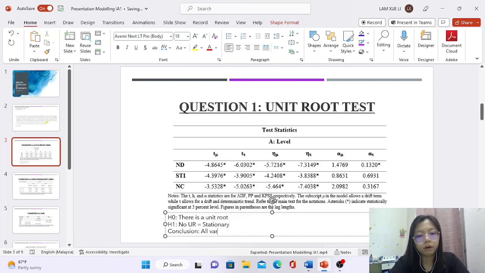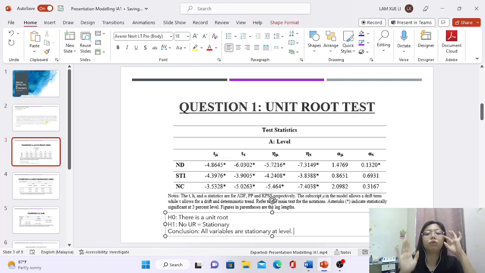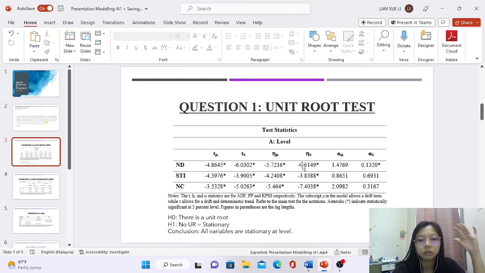All variables are stationary at level. Certainly, we don't need to go to first difference, as all of the variables are stationary at level. This is the conclusion of this unit root test. It's very important. If it is not stationary, we have to modify our data or figure out some other methods. But in this case of the Japan data set, the result is favorable.